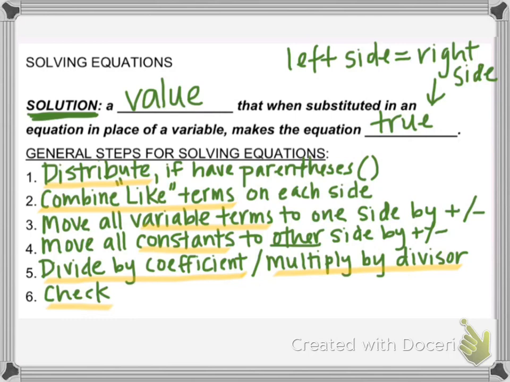But what that step means is now we'll have variable terms on both sides of the equal sign, so we get to choose which side we would like to move them all to. And whenever we move a variable term from one side to the other, we're going to add or subtract it, just like when we move a constant from one side to the other. So let's try a few examples.